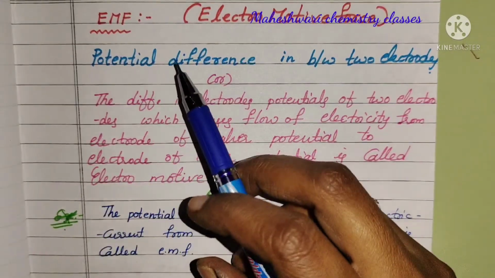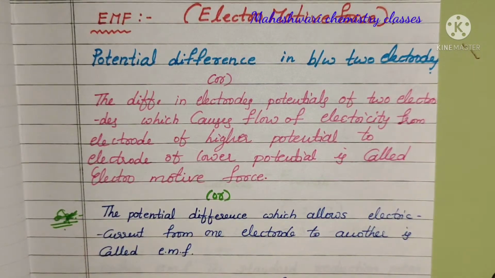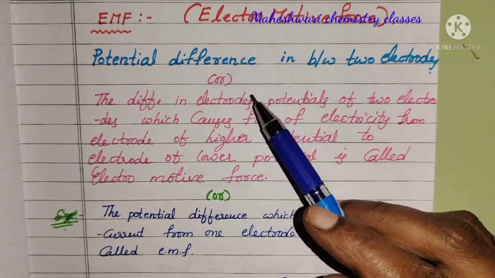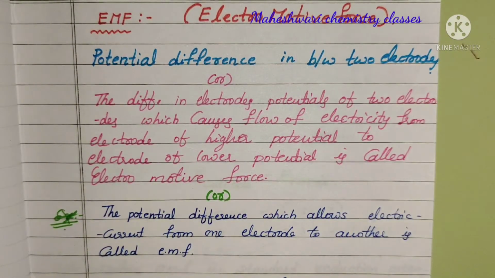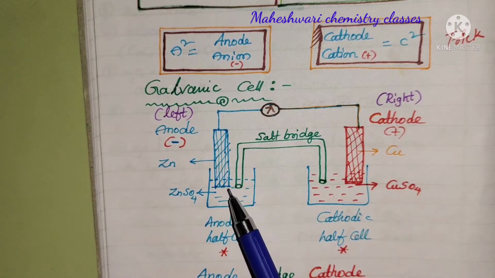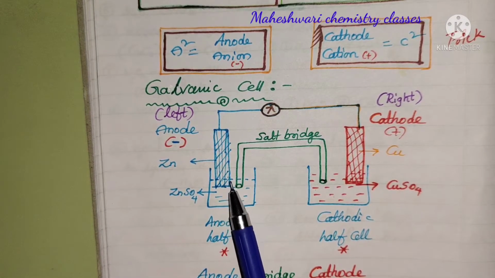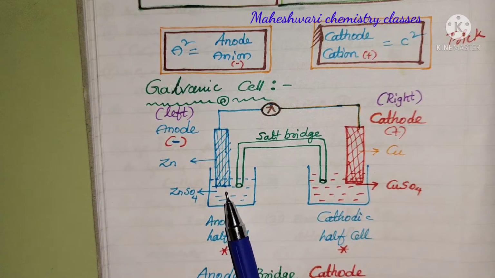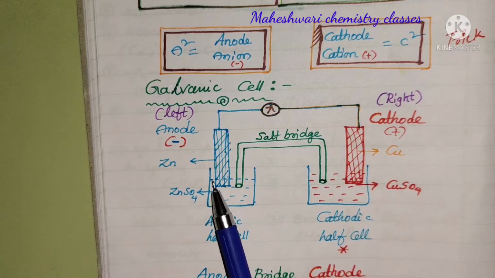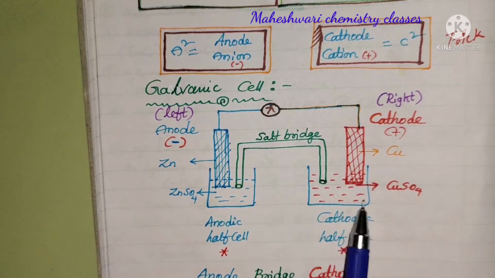EMF, electromotive force. Here I will give three types of definitions, which are easy, and you may learn those only. The first: potential difference between two electrodes. See here, these are the two electrodes. Each and every electrode has some potential value, that is the electrode potential. Between these two electrodes, the potential difference is nothing but EMF.